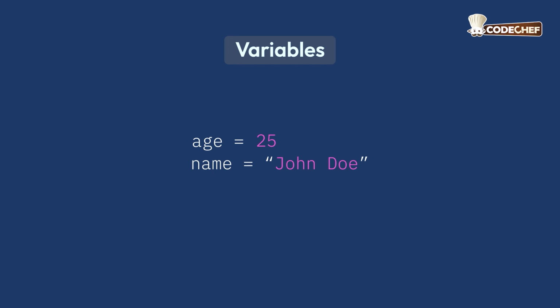See how John Doe is not a number but a sequence of characters. Such a sequence of characters enclosed in single or double quotes is called a string. We can say the variable name is a string type of variable because it stores a string in it. Just like strings and numbers, there are other types of data that you can store in a variable. We will learn about them in the coming lessons.